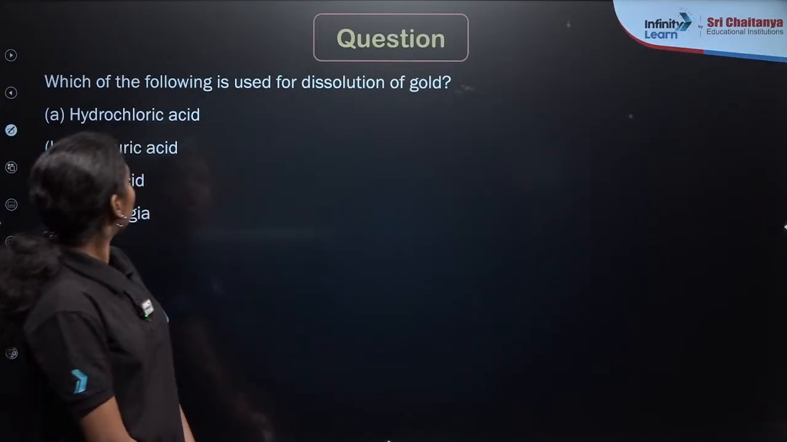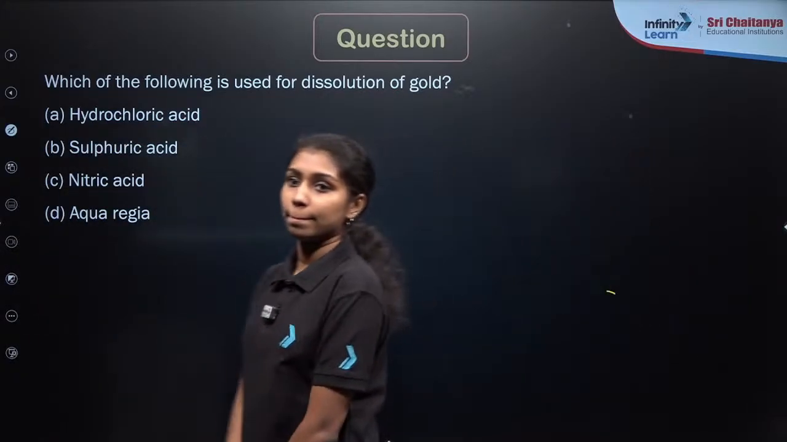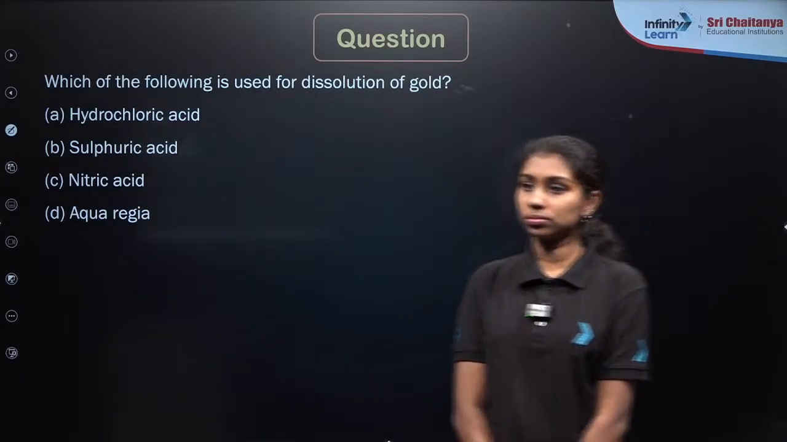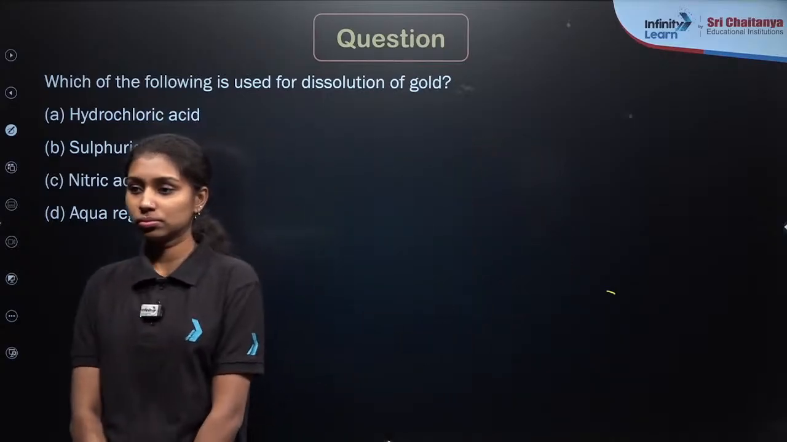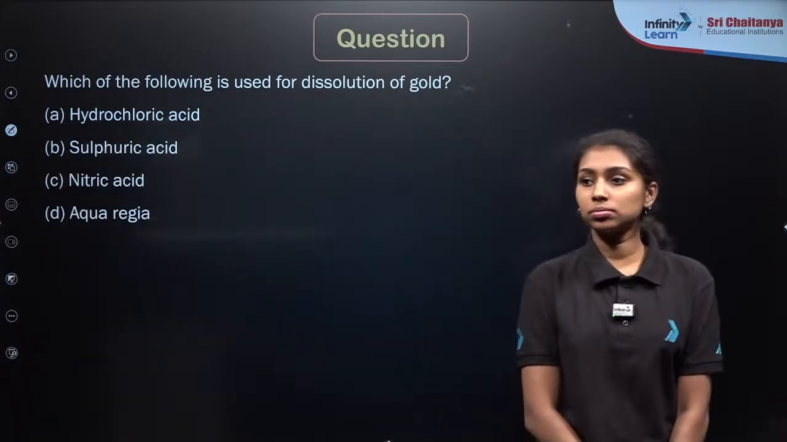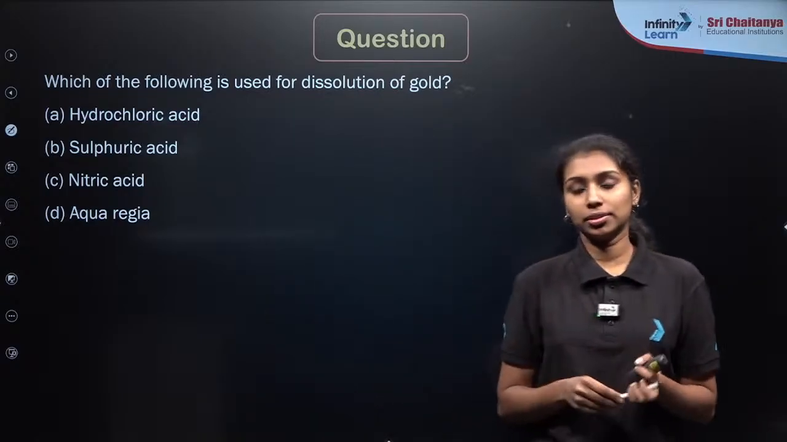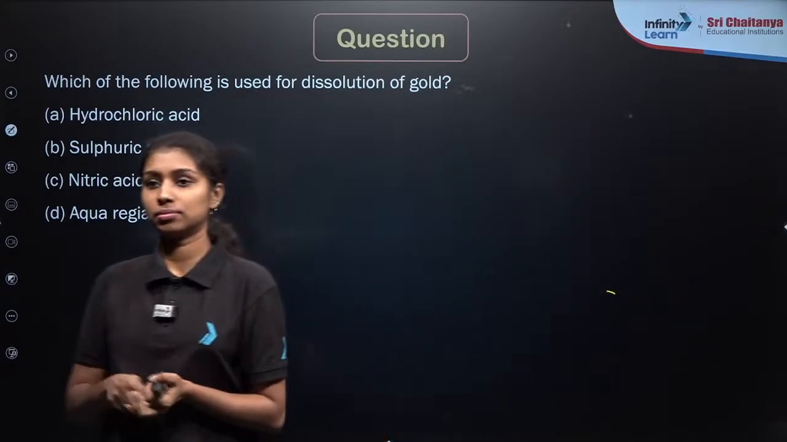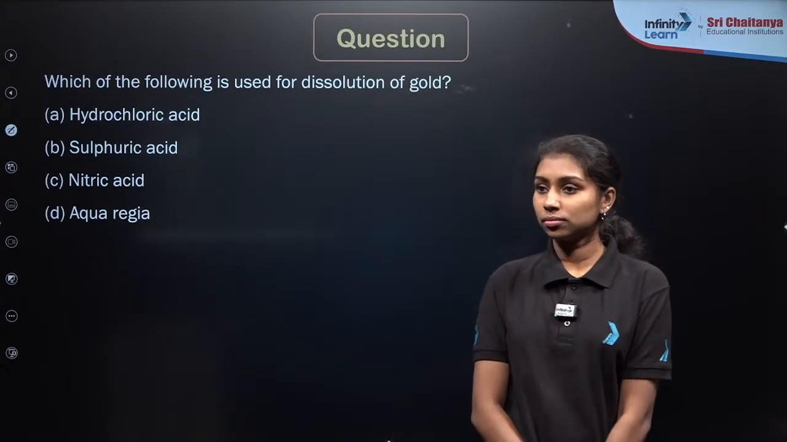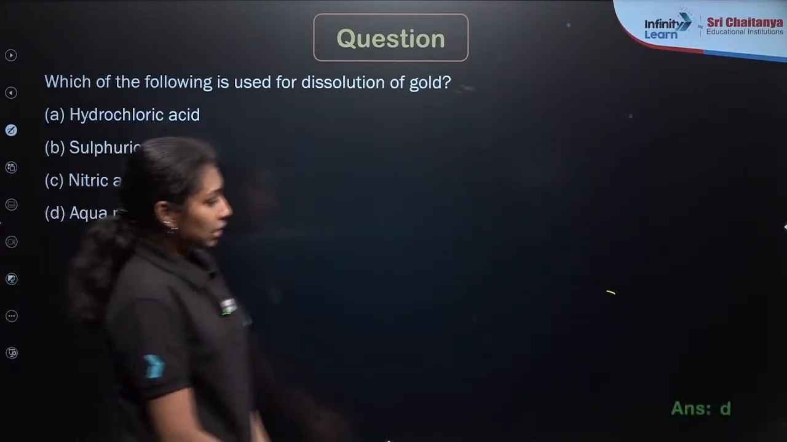The next question is, which of the following is used for dissolution of gold? Dissolution of gold. Okay, what will be the answer for this question? Yes, option D will be the correct answer, that is aqua regia.